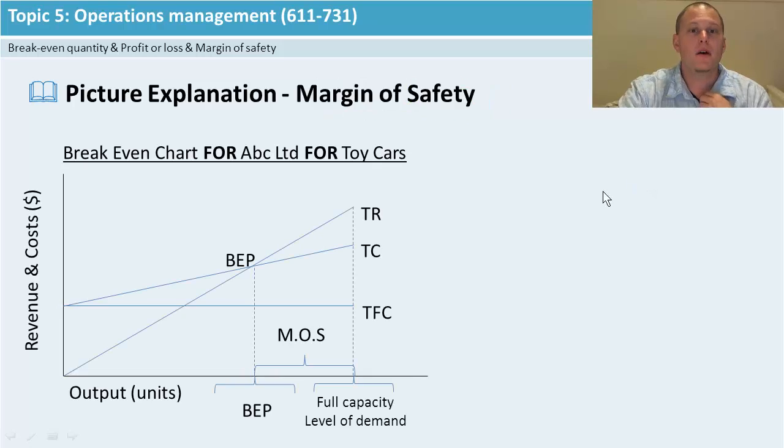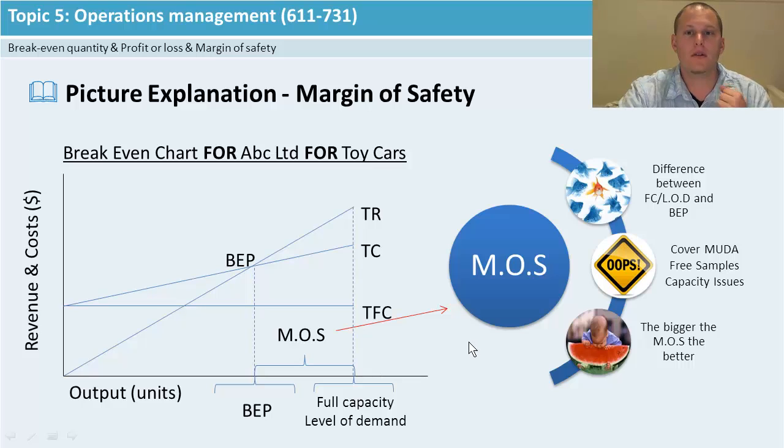Alright, so now to have a look at margin of safety. Margin of safety is the region between the break-even point, this should actually be break-even quantity there, it should be a Q, between the break-even quantity and the level of demand, what your expected sales are going to be. So the margin of safety is really the difference between the full capacity, level of demand, and the break-even point. Why do you need to have this?